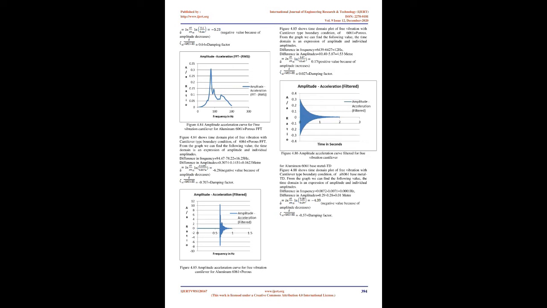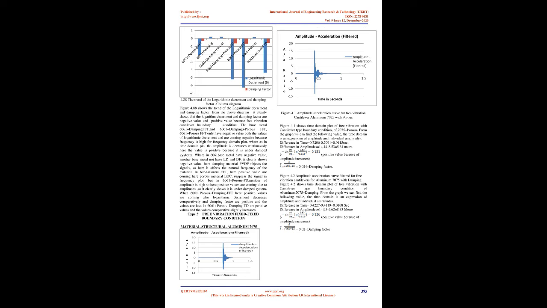Here the damping material PVDF absorbs the signals, so it affects the natural frequency of the material. In 6061 plus porous FFT, positive values are coming. Here the porous material suppresses the signal in the frequency plot, but in 6061 plus porous TD the number of amplitudes is high, so positive values are coming due to amplitudes, so it clearly shows it is an underdamped system.